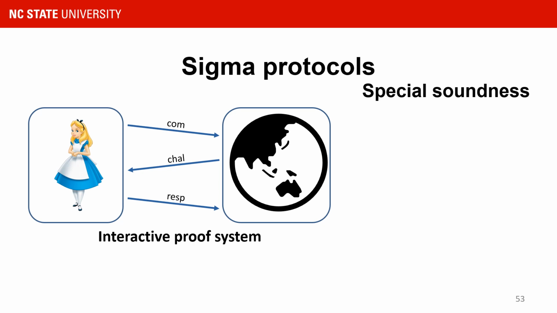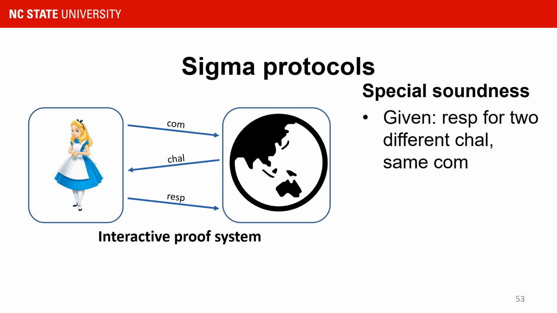Soundness basically means you can't prove something false, and the way that we show that Sigma protocols have special soundness is it takes two transcripts. So if you are given the response for two different challenges, but the same first message, it's actually possible to extract the secret. This is normally used as a proof technique to prove that a Sigma protocol is sound and that you can't prove something false, but I realized that it was possible to use this technique as part of my protocol itself.